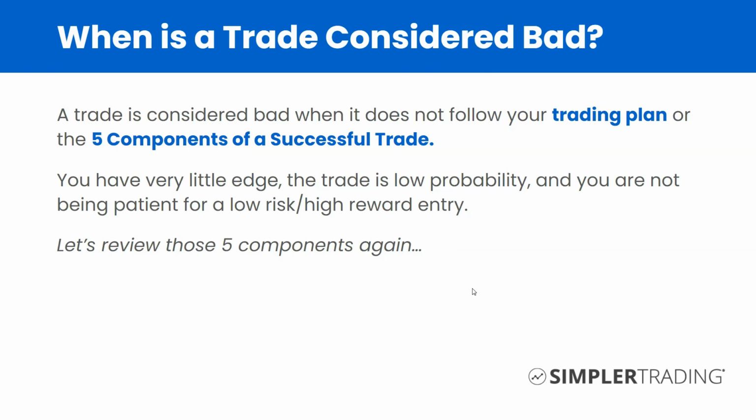To keep it nice and simple, when my reasons for taking the trade to begin with have disappeared, whatever those reasons might be, there was a squeeze, there was a buy signal, price was above the 21 EMA, when my reasons for taking the trade have disappeared, it's no longer a valid setup. When it's no longer a valid setup, I no longer have edge, and from there I've got to close that trade and then move on to the next one.